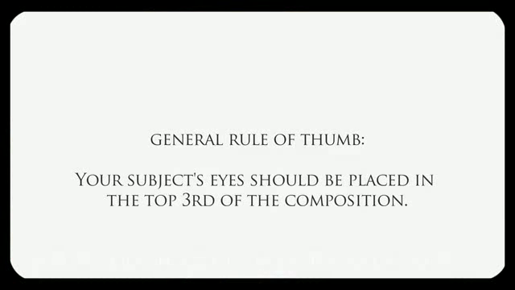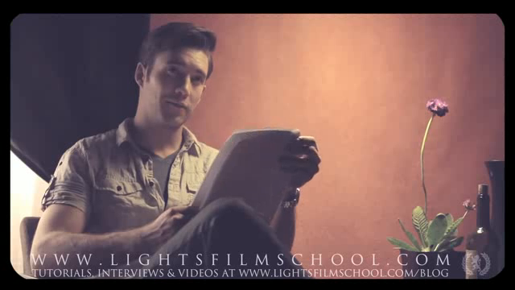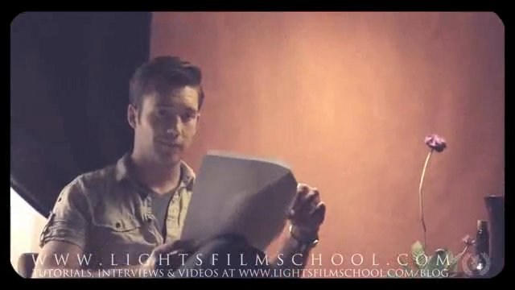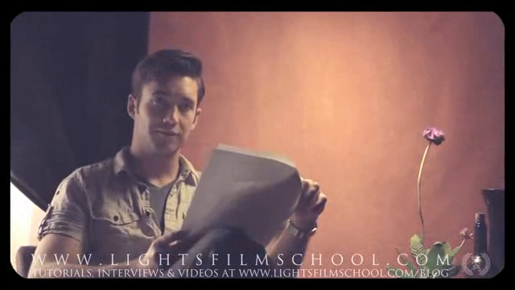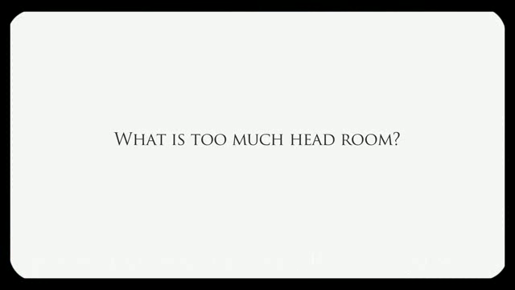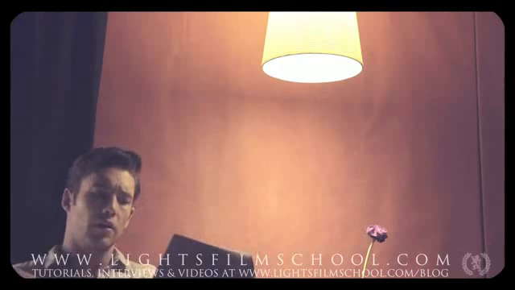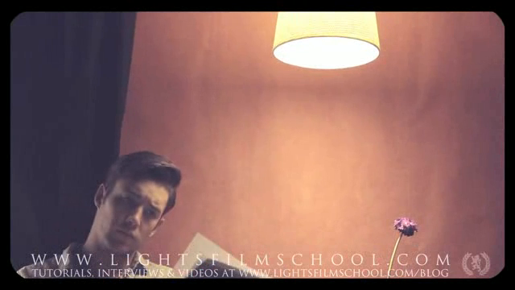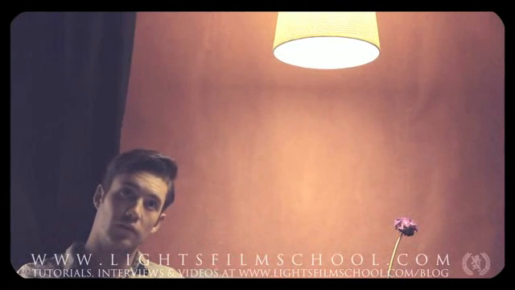As a general rule of thumb, your subject's eyes should be placed roughly in the top third of the composition. As you can see, if we tilt up further, we add an undesirable amount of headroom above our subject's head. The space above his head becomes what is known as dead space. Now let's push it to the extreme to see what too much headroom looks like. As you can see, our subject's eyes are now placed on the bottom third of the frame, and we have an astronomical amount of dead space above our subject's head.